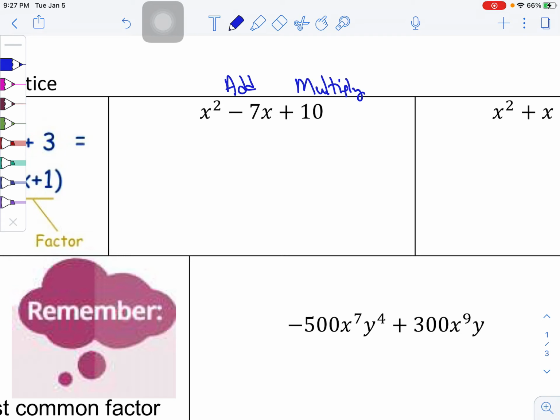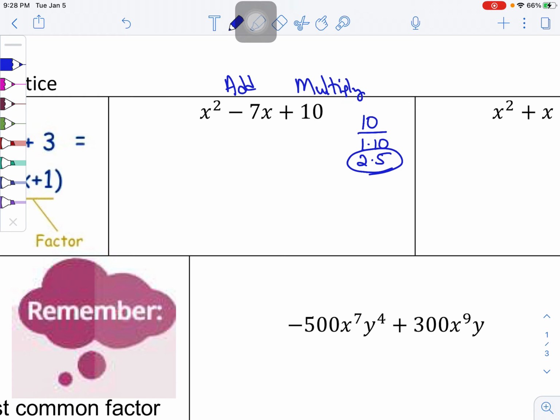Now, immediately my brain has already figured it out. If you need to, off to the side, list out the things that multiply to 10. It's not that many. And then figure out what could possibly work here to make a 7. Keep in mind that because we're multiplying to a positive, both of our numbers have to either be positive or both of them have to be negative. And if we're adding up to a negative, in this case, both of them are going to be negative.